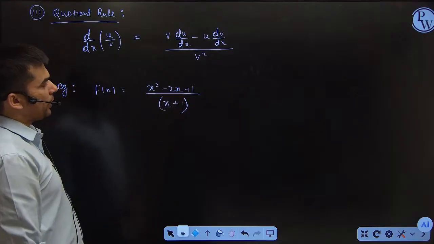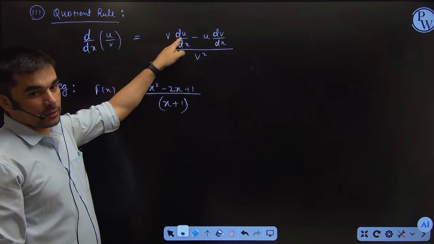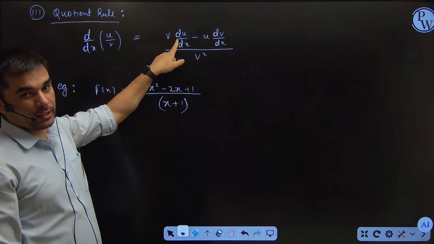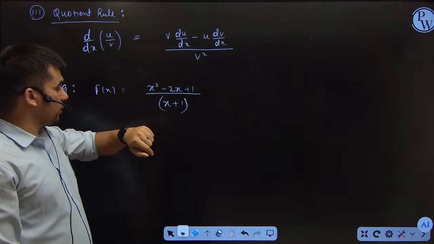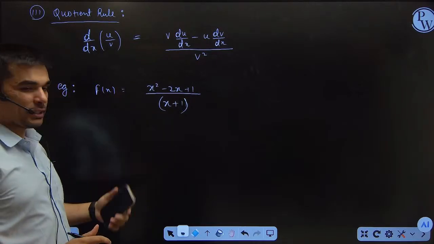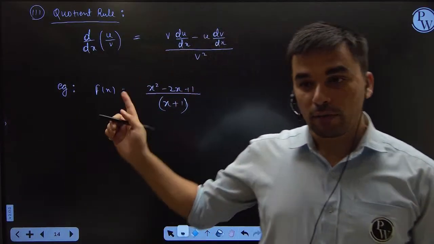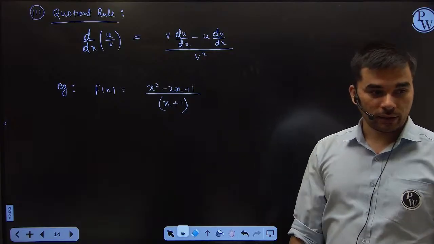What do you have to do here? V you will be leaving, U you will be differentiating first. Don't change the order. Okay, that matters here. Whereas in the last example, while we were doing the product rule, the order did not matter. You can leave any function, differentiate the other one. Here it will matter because there's a minus sign in between.